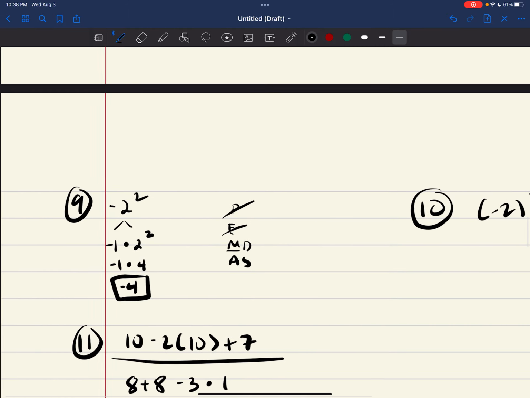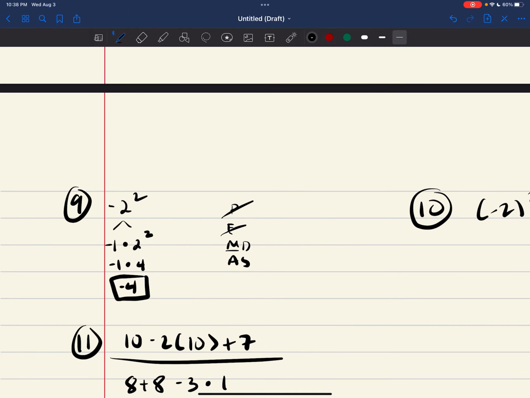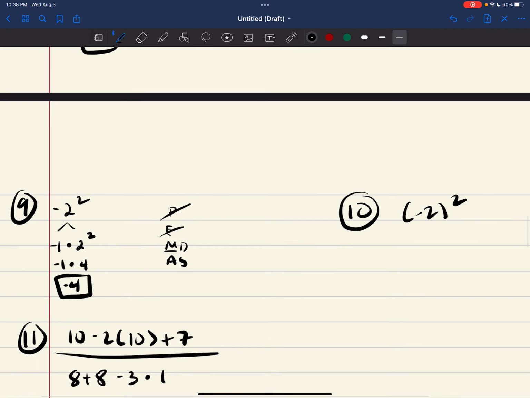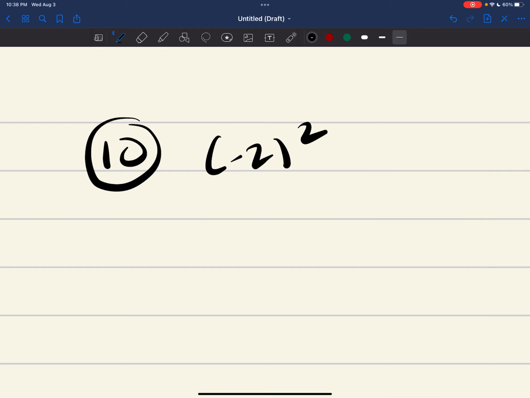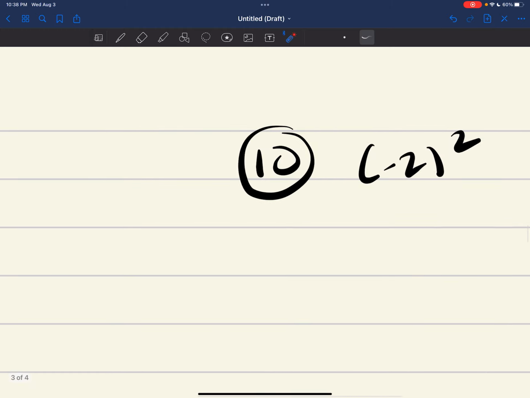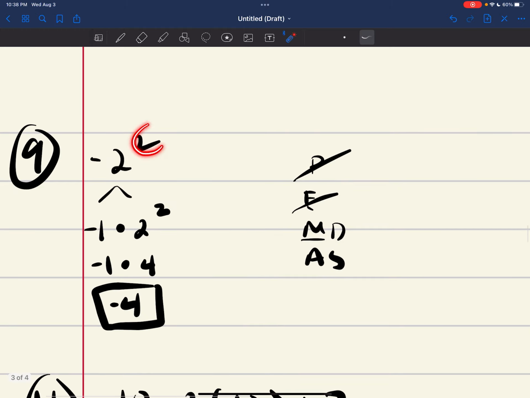Now, I'm going to move on to 10. And they look very similar. 9 and 10 look very similar. But this one has parentheses. Now, what this is trying to say is that this 2 applies to the whole thing here. And over here, this 2 only applies to this 2, not the negative. That's why we write negative 1 times 2 squared.